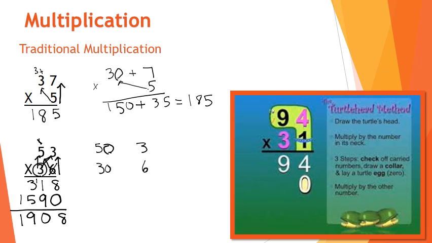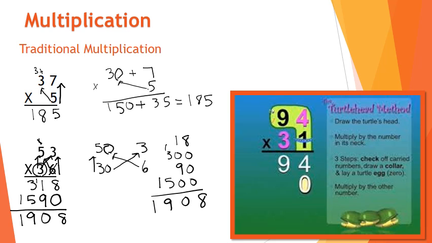Now if I want to check this in my head, I'm multiplying 50 and 3 and 30 and 6. So I can multiply all the parts together. 6 times 3 is 18. 6 times 50 is 300. 30 times 3 is 90. And 30 times 50 is 1,500. I add all of the parts up, and I'm going to get 1,908.